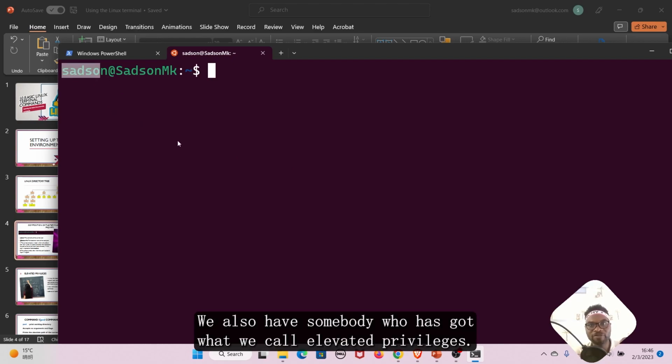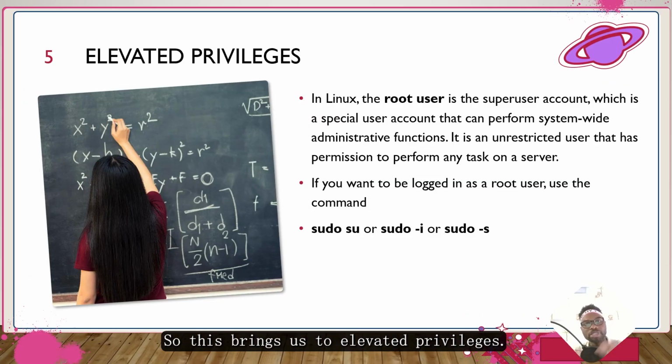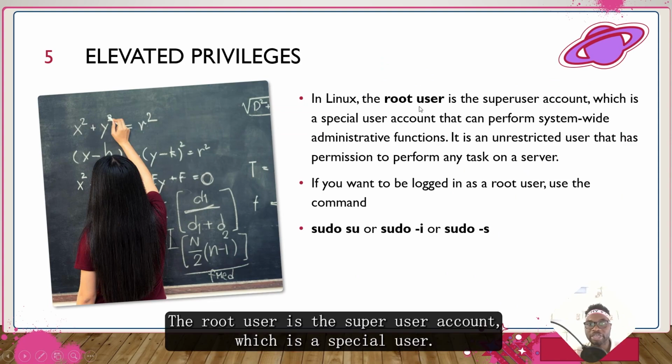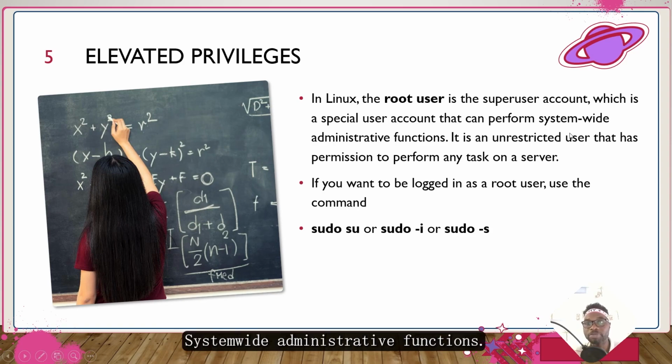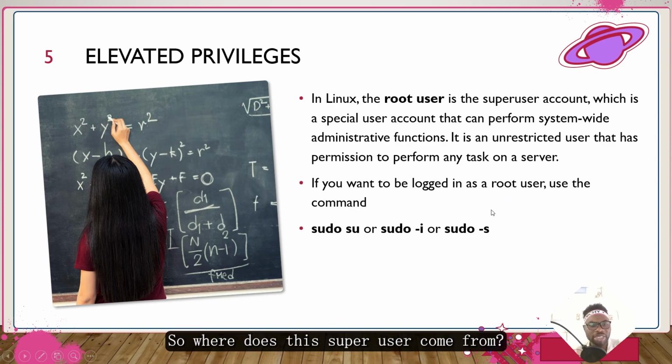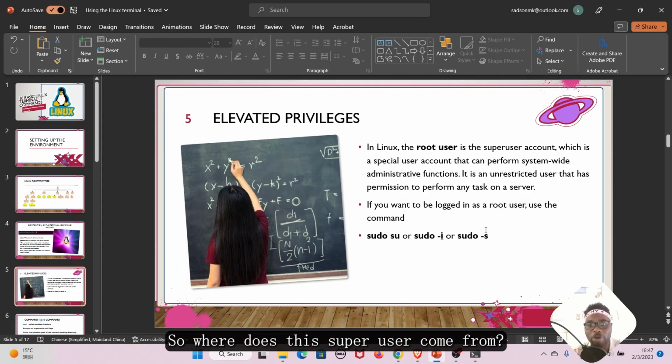We also have somebody who has got what we call elevated privileges. So this brings us to elevated privileges. So in Linux, the root user is the super user account, which is a special user account that can perform system-wide administrative functions. It is an unrestricted user that has permission to perform any task on a computer or on a server. All right, so where does this super user come from?